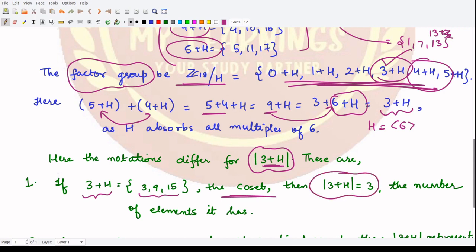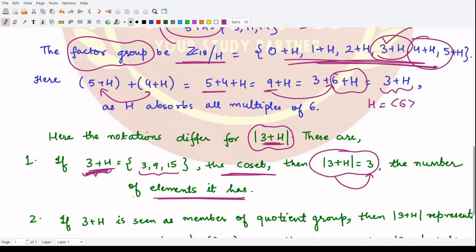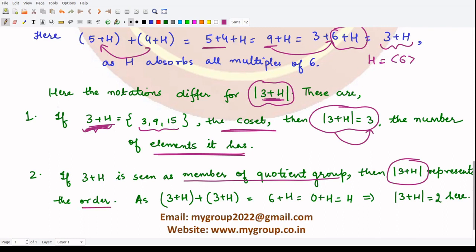Now because this is a coset, it is a set, it consists of 3 members, so its order would be 3 because it contains 3 numbers. So here it represents the number of elements it has. In the second case, if you take 3 plus H to be a member of the quotient group, in that case mod 3 plus H would represent the order here. That means how many times you have to add it so that you get back to the identity, which is 0 plus H here. You have to do it 2 times here, so therefore the order here is 2.